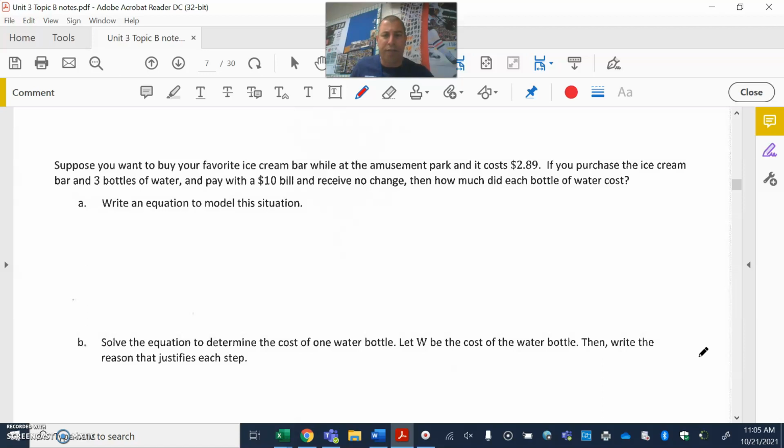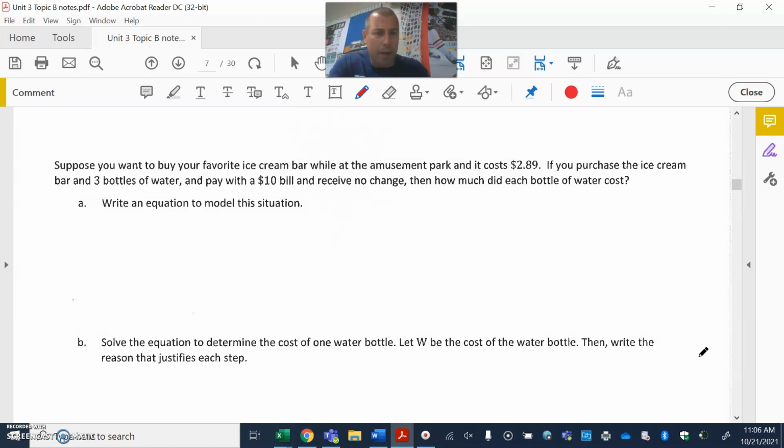Suppose you want to buy your favorite ice cream bar while at the amusement park. It costs $2.89, which at an amusement park is a phenomenal deal. If you purchase the ice cream bar and 3 bottles of water, pay with a $10 bill, and receive no change, then how much did each bottle of water cost?